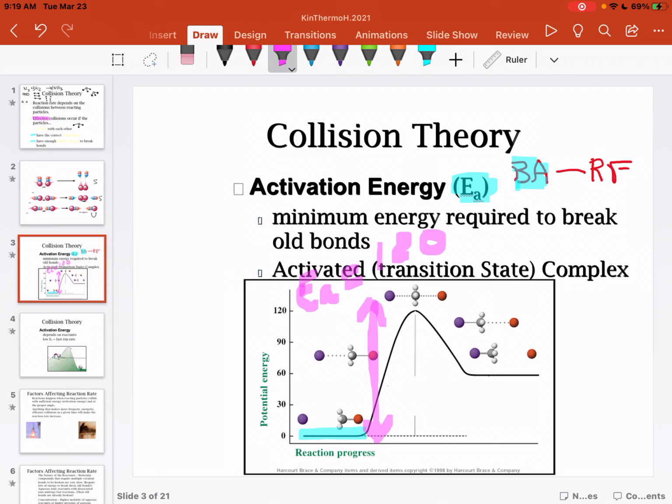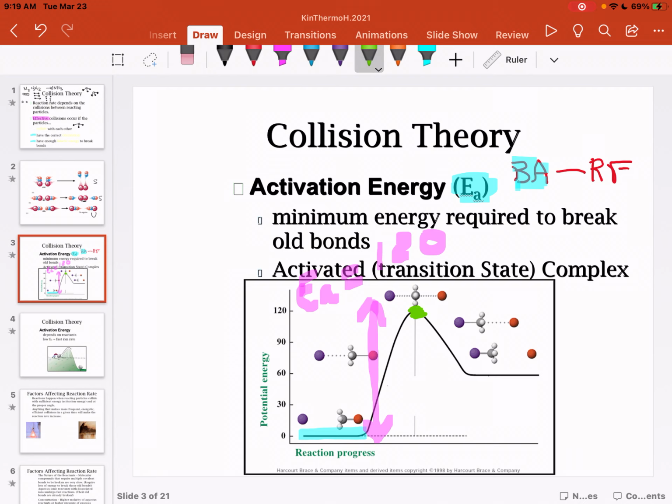So when I have all of my old bonds broken, you will see that we are at the highest energy situation. This high energy situation is not stable. High energy is the worst. It's not stable at all. All of our old bonds are broken. We've added a whole ton of energy to the system, but our new bonds haven't been formed yet, and we are not able to release that extra energy. So that spot at the top of the hill is called the activated complex.